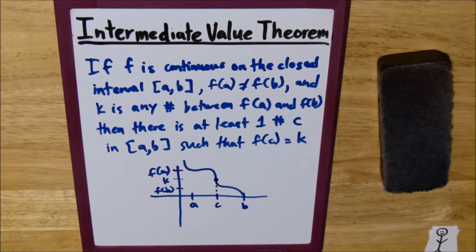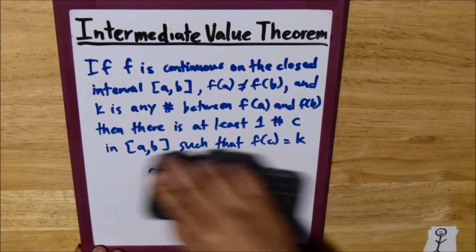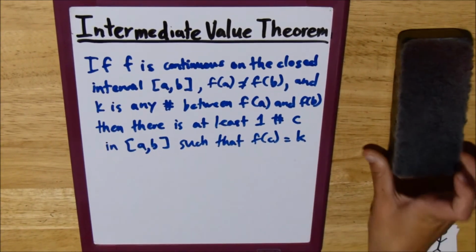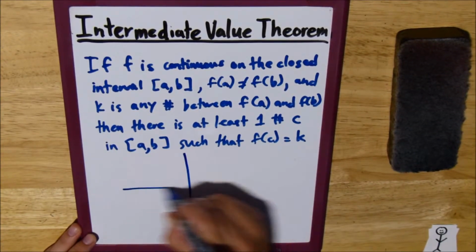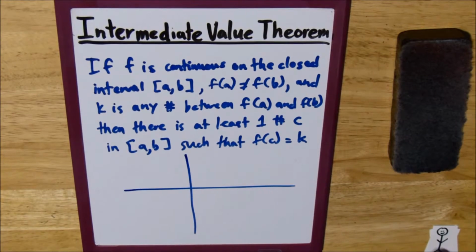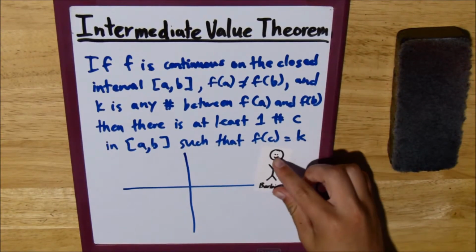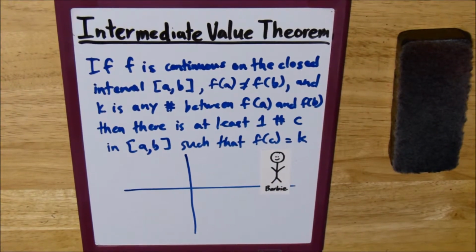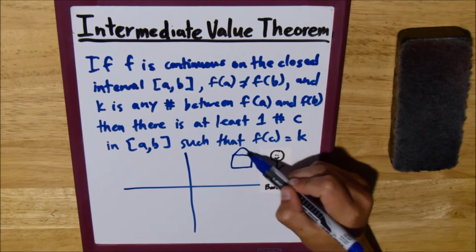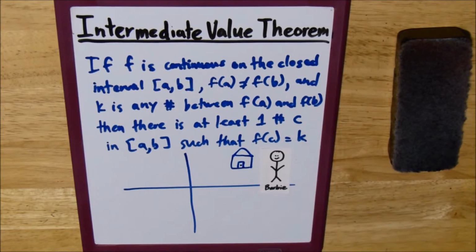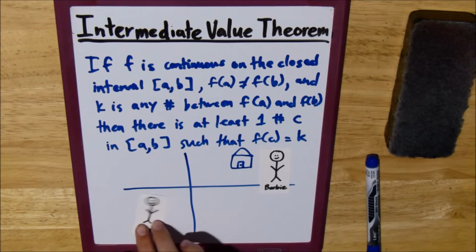So now I have sort of like a real-life example problem. Well, it's not much of a problem, it's just an example of the intermediate value theorem. So let's say we're on this grid, right? And we have Barbie over here. She's at her house, just having some party maybe at her house. Okay? And she invites Ken over, right?